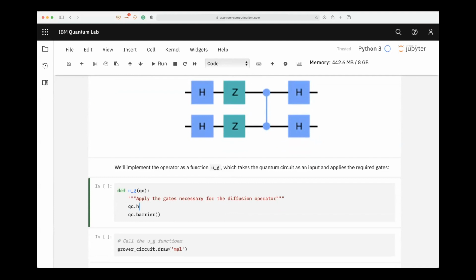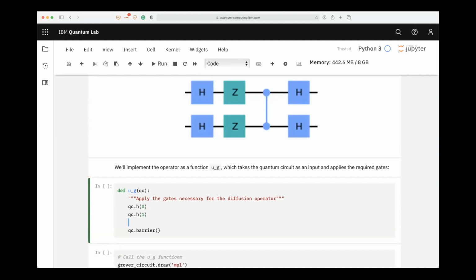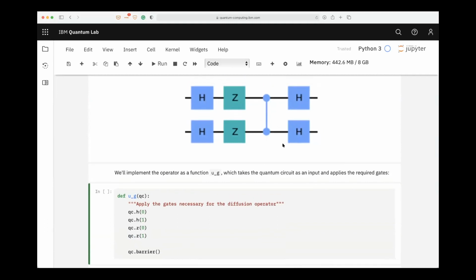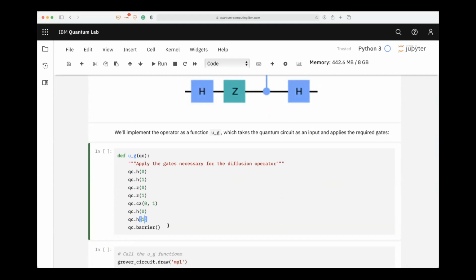Circuit name, dot gate name. We're going to start off with our H gates. Now we have 2 Z gates. So same idea, but now it's going to be QC.Z on both qubits. Then we're going to do our control Z gate. So remember that is a CZ 0, 1. And then to finish things off, we have our 2 final H gates. And then we'll do a barrier just to mark where this ends.